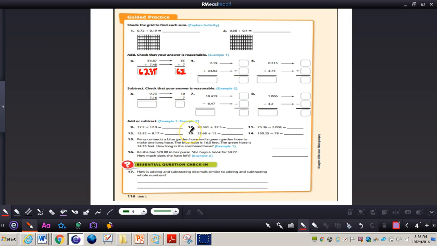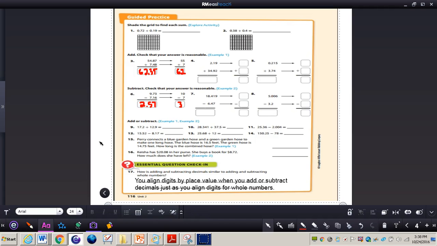I want you to work on number 6 all by yourself. So you can see number 6 is 2 and 57 hundredths, and to check if it's reasonable, you can see 10 minus 7 equals 3. Okay, let's move on down to that essential question. It says, how is adding and subtracting decimals similar to adding and subtracting whole numbers? And we can see you align digits by place value when you add or subtract decimals, just as you align digits for whole numbers. So this concludes the video on adding and subtracting decimals.